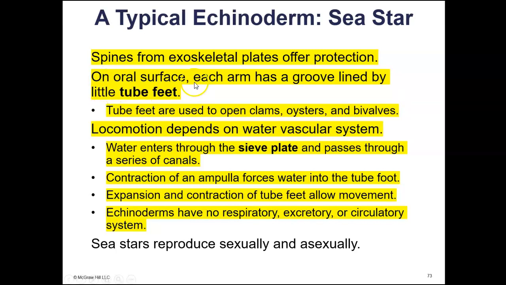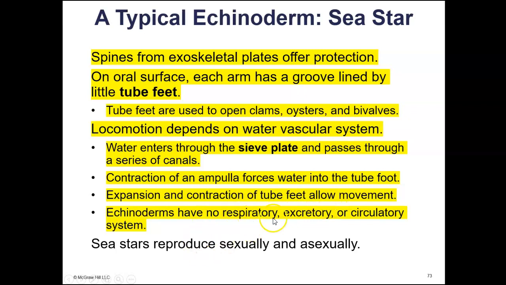So it says on the oral surface, each arm has a groove lined by little tube feet, and they fill with water. Actually, the sea star can walk, and it can use those tube feet to open bivalves. Their locomotion, their movement, depends on their water vascular system. Water enters through the sieve plate, like I was telling you before, and then passes through a series of canals. It's the stone canal, the ring canal, and then the radial canal. Stone canal, ring canal, radial canal. We'll go over that more in lab. And then contraction of an ampulla forces water into the tube feet, and the tube feet filling with water allows for movement.